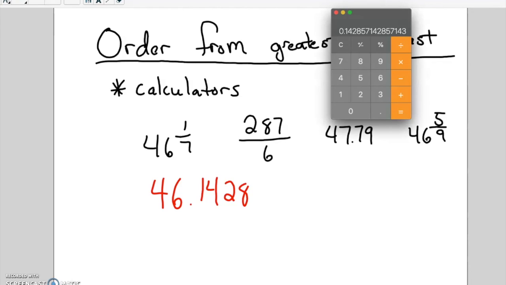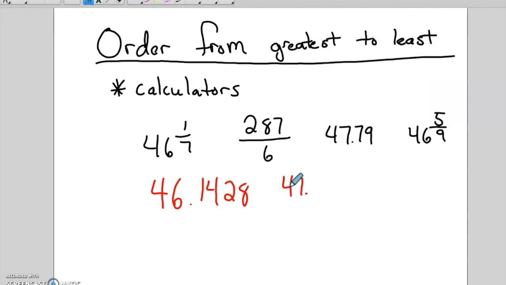Now this one, 287 over 6. So that'd be 287 divided by 6. Oh, it's a repeating number here. So this one is 47.8, and the 3 is repeating. I'm going to put just a few in there, just so I can compare easier. And this one is just what it is, 47.79.